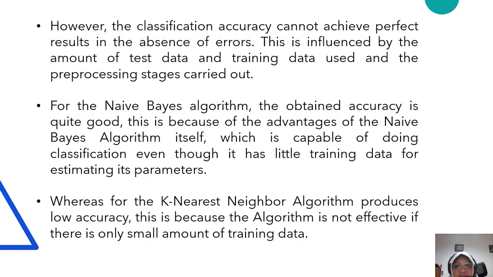For the Naive Bayes algorithm, the obtained accuracy is quite good. This is because of the advantage of the Naive Bayes algorithm itself, which is capable of doing classification even though it has little training data for estimating its parameters. Whereas the K-Nearest Neighbor algorithm produces lower accuracy. This is because the algorithm is not effective if there is only a small amount of training data.